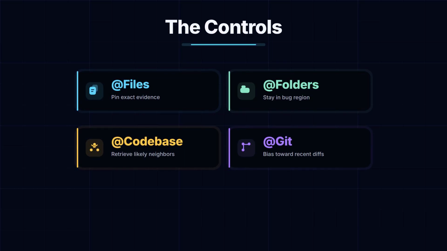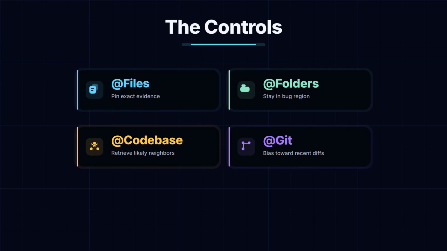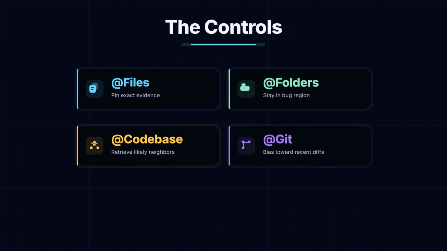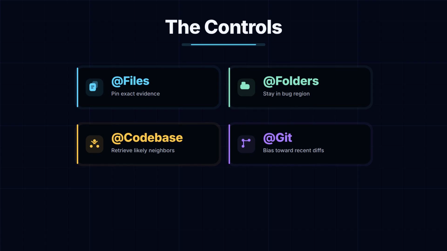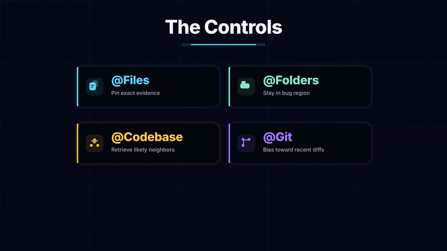@Files says, read this exact file first. @Folders says, stay in this region. @Codebase says, retrieve likely relevant code instead of waiting for a guess. @Git can bias the loop toward the current diff and repo state. That is why Cursor often feels more controllable to engineers who already know roughly where the problem lives. You're not only prompting the model, you're editing the evidence stack before the agent starts making strong assumptions.